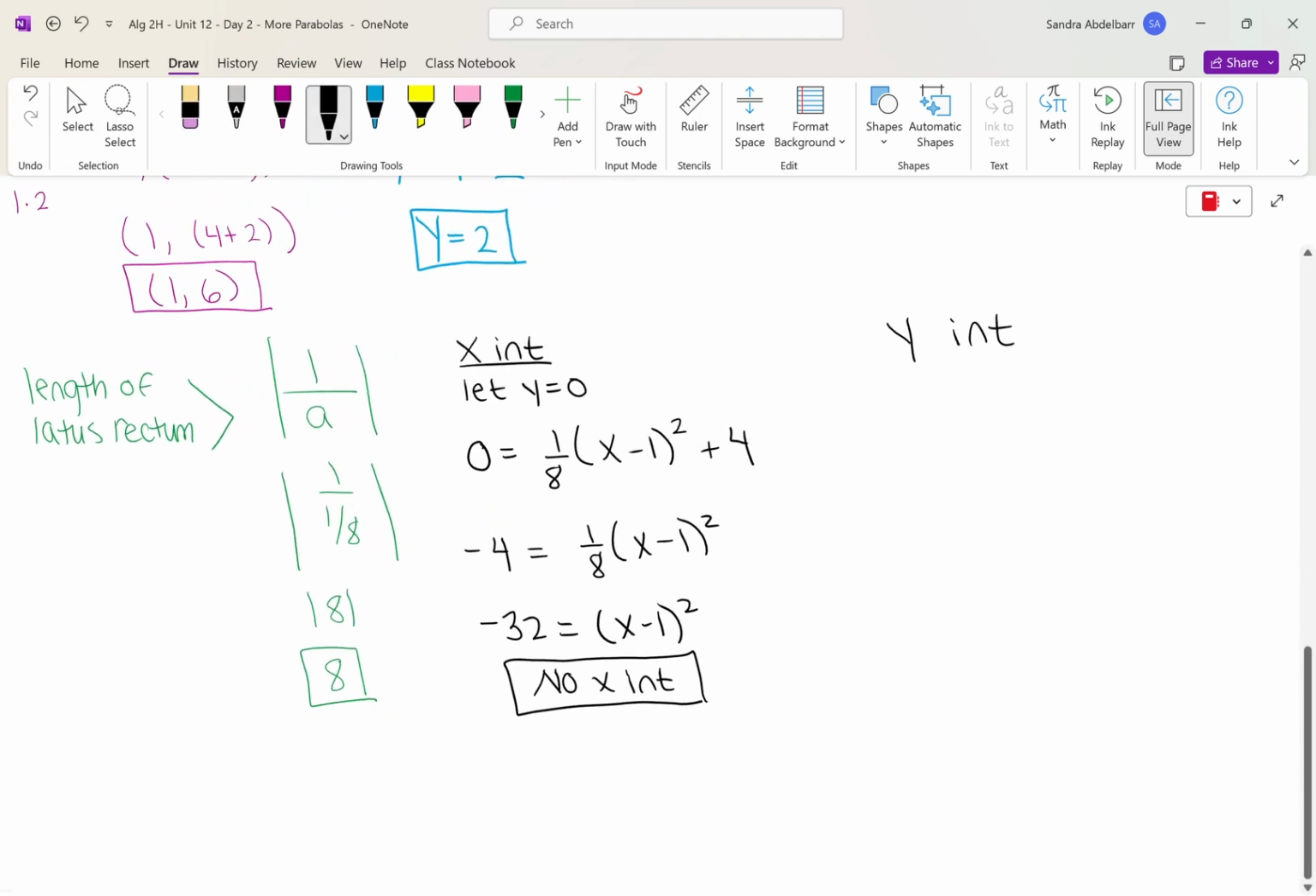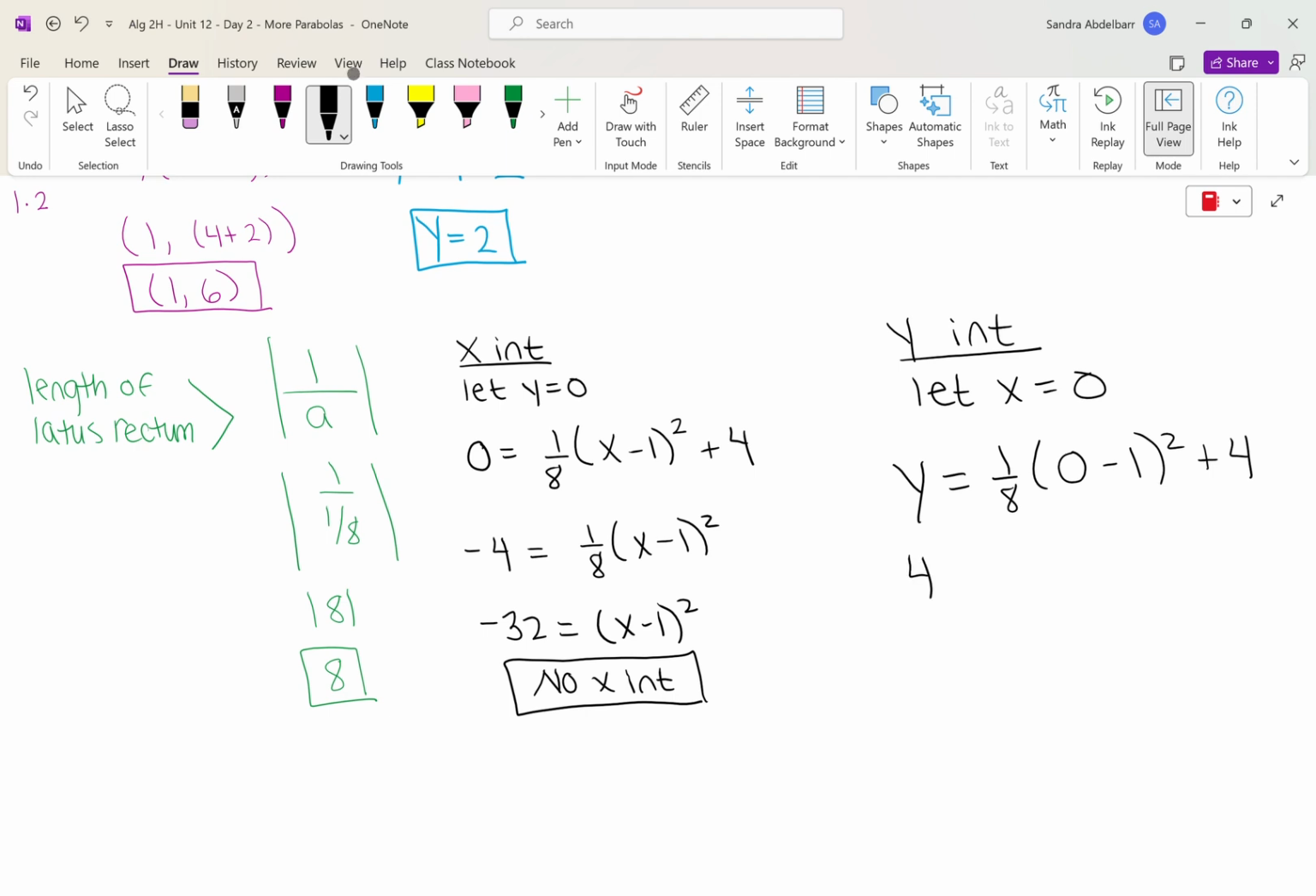And the very last thing we're going to find is the y-intercept. And for the y-intercept, we let x equal 0. So we have y equals 1/8 times 0 minus 1 squared plus 4. So y will equal 1/8 plus 4. Well, isn't that just 4 and 1/8, right? I would just leave it like that. All right, now we have everything we need to graph this.